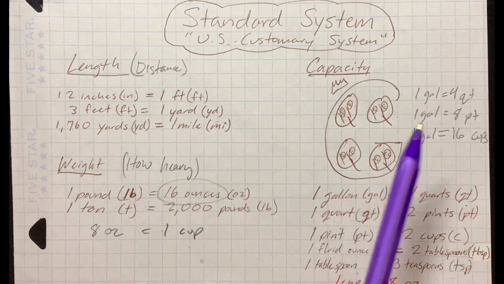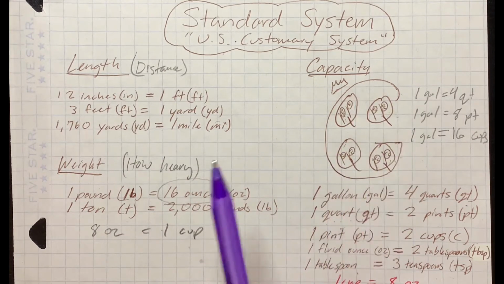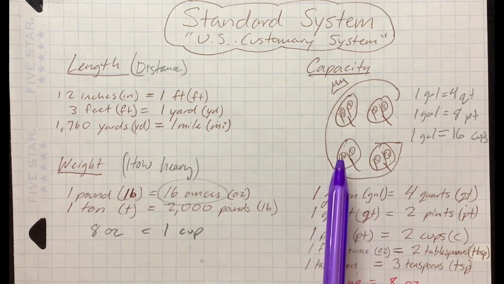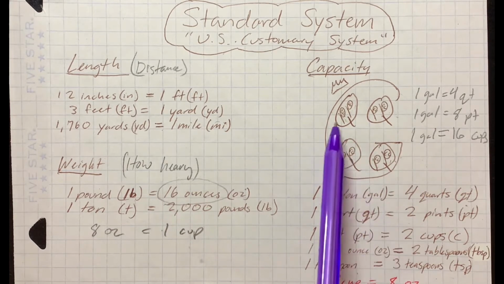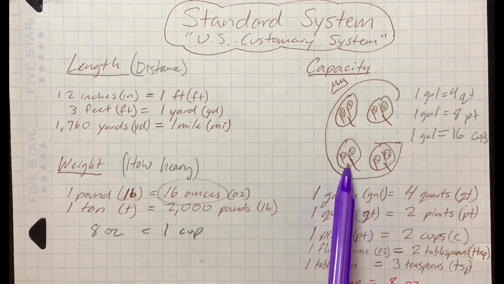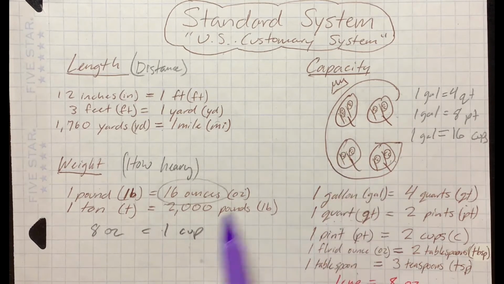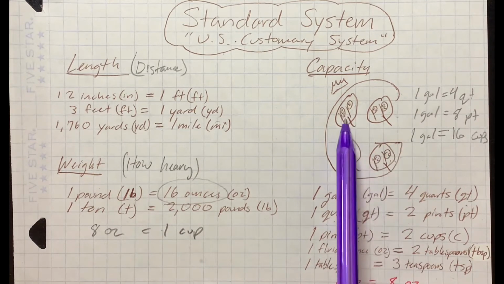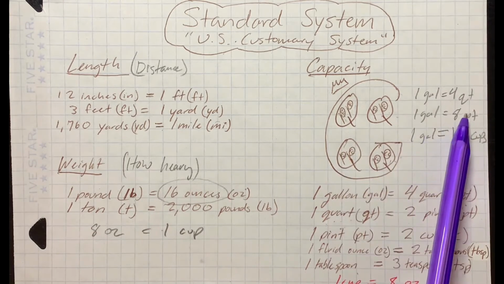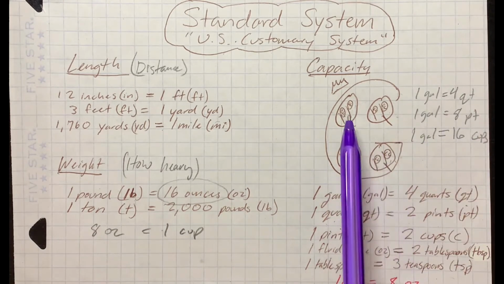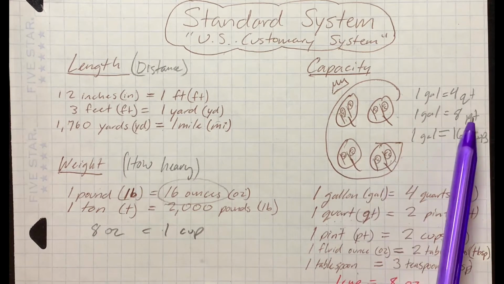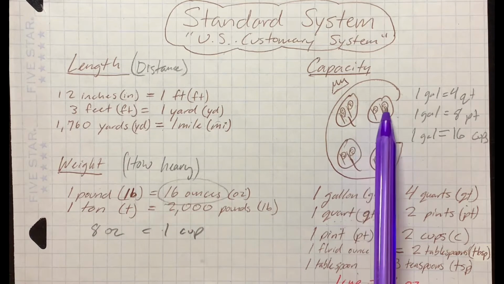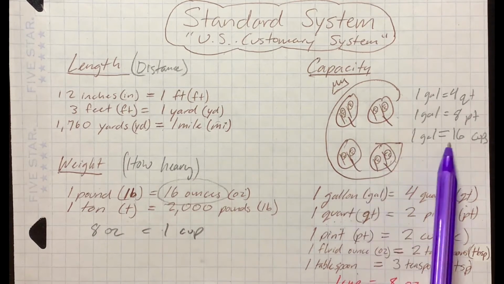Now for capacity, we have King George. King George, there's 4 queens. 2 princes or princesses to each queen, and each prince or princess has 2 cups or 2 cats. So with this equivalency, 1 gallon is equivalent to 4 quarts. 1 gallon is equivalent to 8 pints. 1 gallon is equivalent to 16 cups.